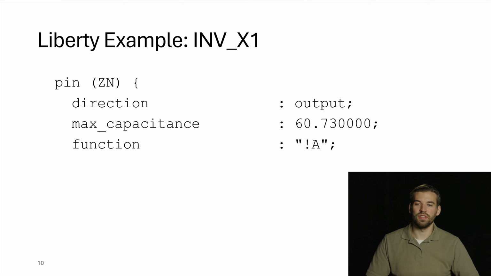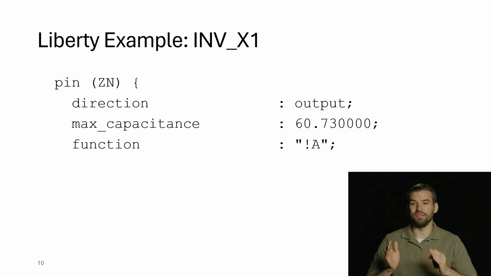Next, we have also the output pin. So if we had the input pin for the inverter, in this case it's the output. We can see also that there is a max capacitance here, and then there's also a function annotated onto it. So in this case, the function is written out as a Boolean expression of not A.